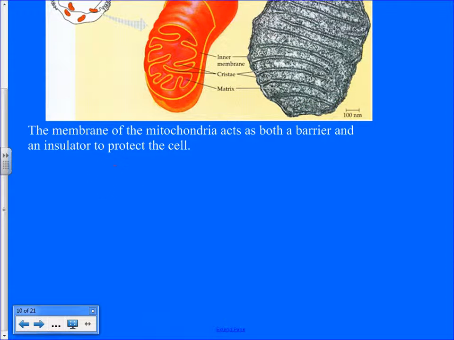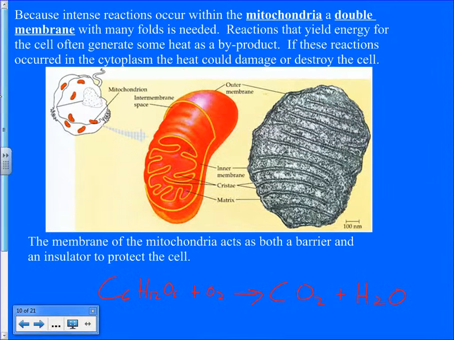remember we looked at this yesterday. If you recall us talking about that yesterday, that's what kind of reaction it essentially is. It's a combustion reaction, which means it's going to produce some heat. So the mitochondria will produce some heat while they're carrying out cellular respiration, the breakdown of glucose into carbon dioxide and water.